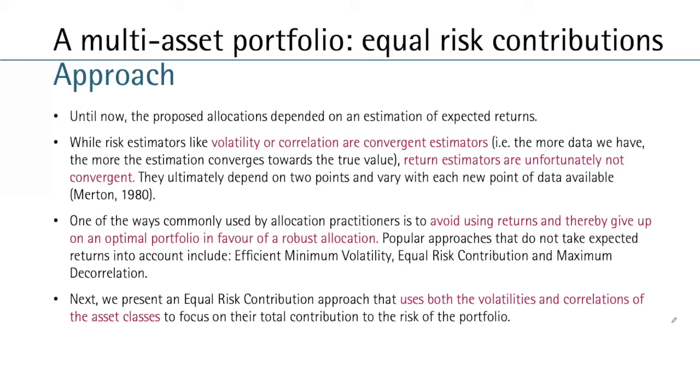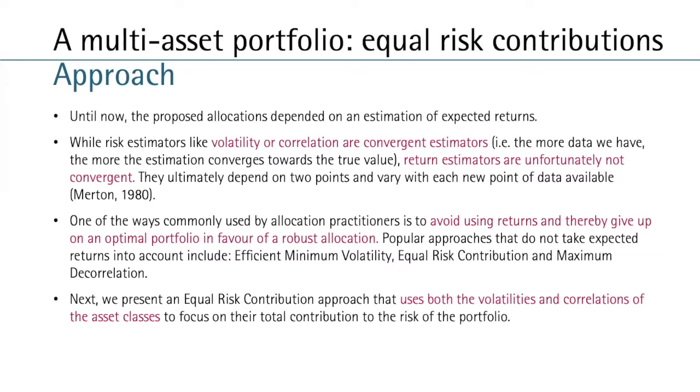That brings us to the third optimization approach, and here we do something different. So far we had three estimated variables: return, risk, and correlations. But both these approaches depended quite heavily on these estimations of expected returns. And we know that the volatility and correlation, these are more convergent estimators and they are risk driven, whereas return estimators are not convergent. And it means that as we observe more data, the estimates of return can change quite significantly. That's not the case with the risk estimators.